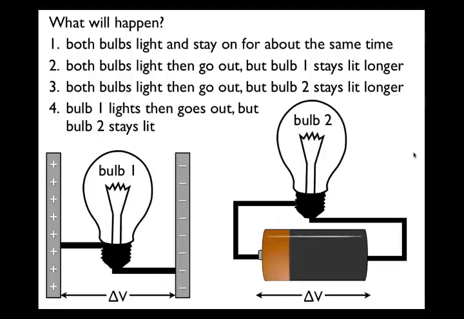So what's going to happen? Do you expect that both bulbs will light and stay on for about the same time? They'll both light, but eventually go out, and bulb 1 will stay lit longer. They will light and then go out, but bulb 2 will stay lit longer. Or bulb 1 lights and then goes out, but bulb 2 stays lit.